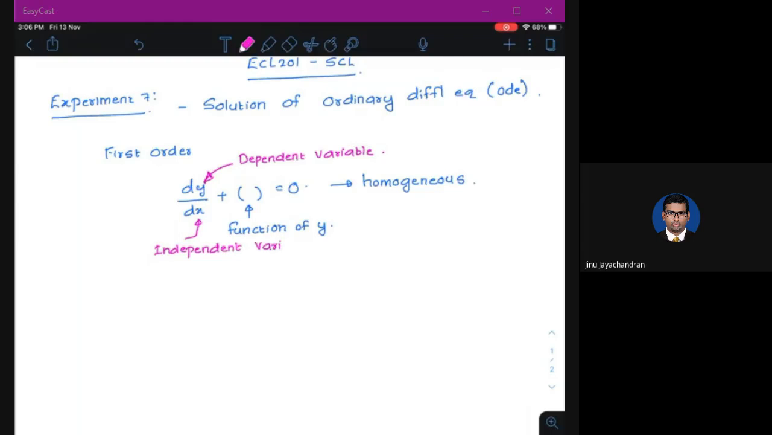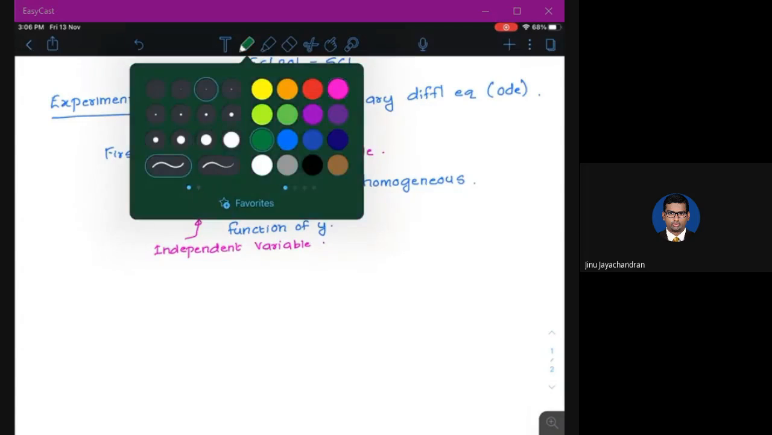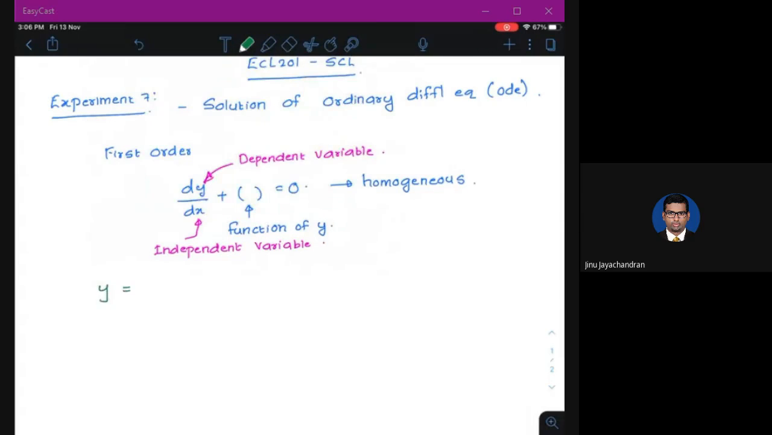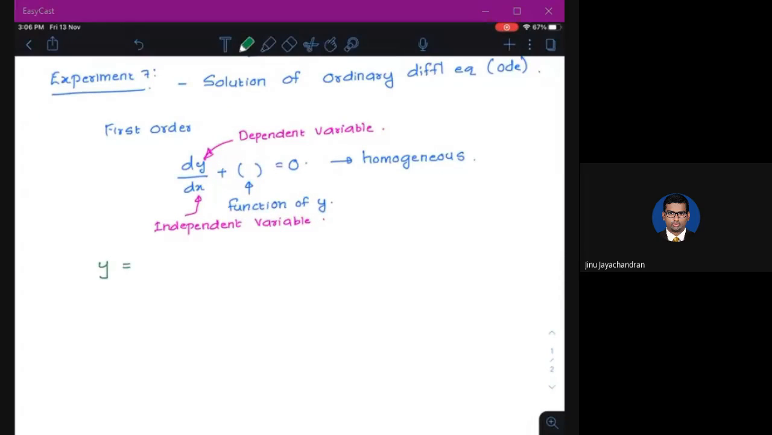Now, why is it called a dependent variable? What is the reason that y is a dependent variable? The reason is like this. See, you can express y in terms of x. For example, y can be x cubed plus x squared. So y depends on the variable x, so it is called a dependent variable. While x by itself doesn't depend on y, x stands alone, so it is called an independent variable. So you are differentiating a dependent variable with respect to an independent variable.